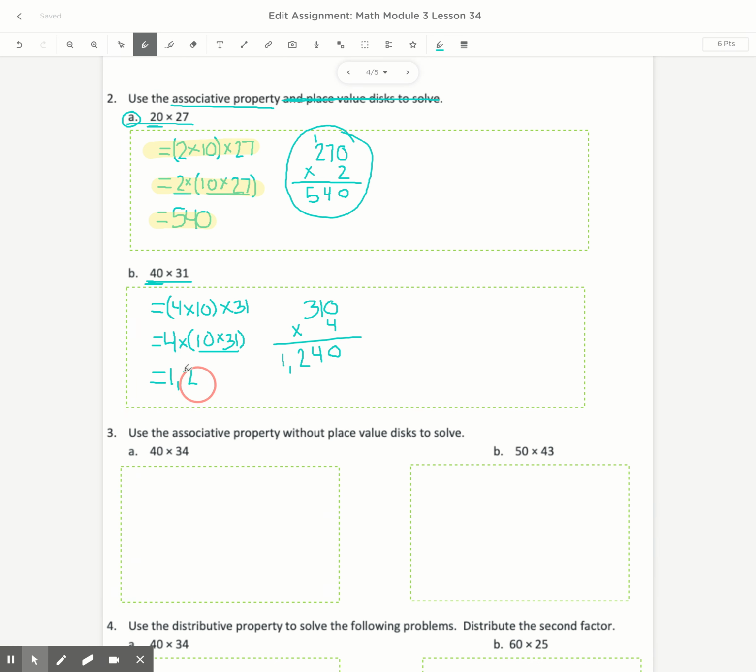1,240. So again, when you guys are doing this on your side, I have to see the associative property. I have to see you breaking down those numbers, moving the parentheses, and your final answer. Again, I am leaving the showing your work part here that I circled. That is optional.